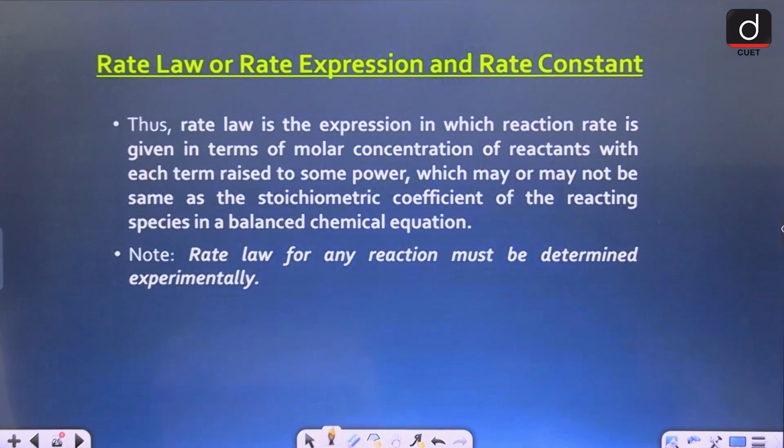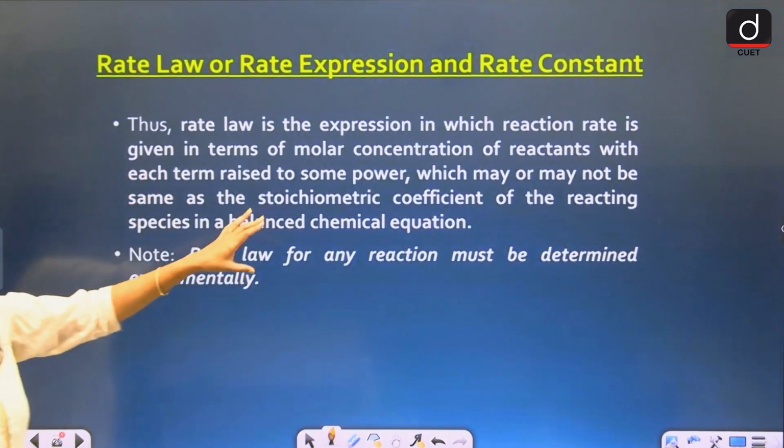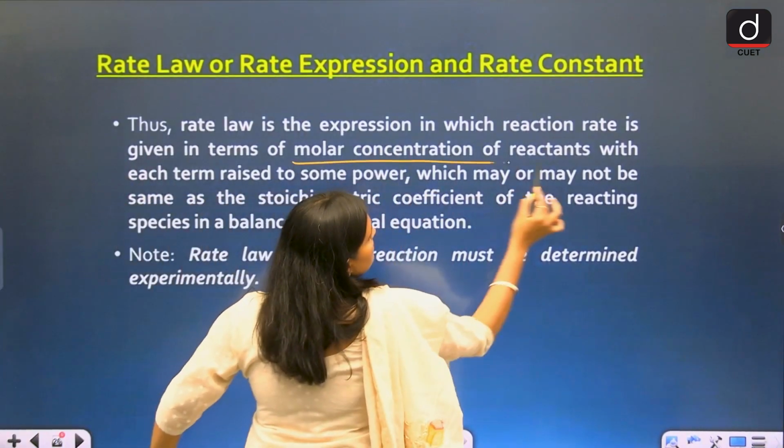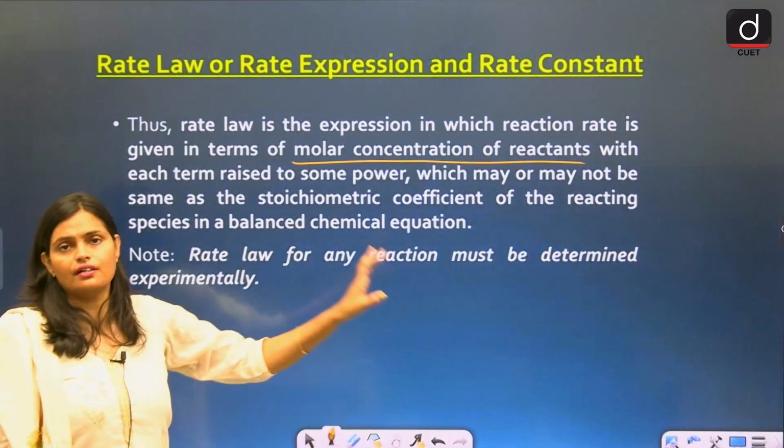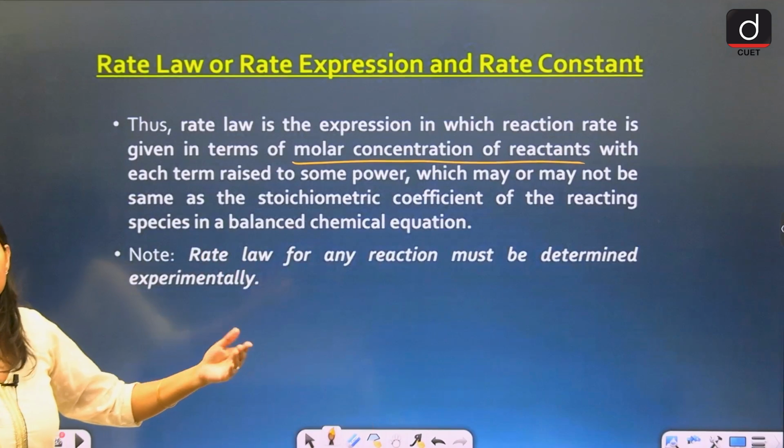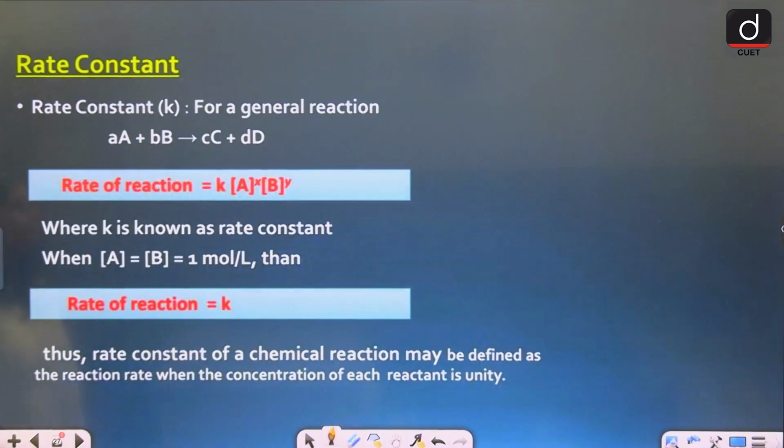Now, rate law, rate expression, and rate constant. The rate law is the expression in which the reaction rate is given in terms of the molar concentration of reactants. Whatever you have learned till now is given in written form, so just try to read it after this.